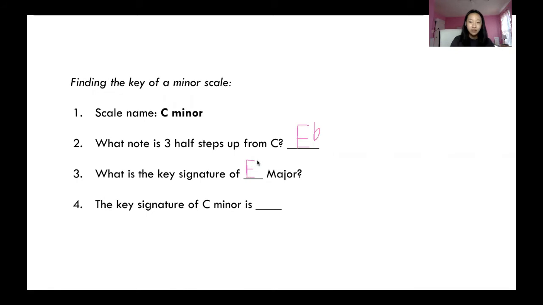Okay, so E flat is 3 half steps up from C, and then we're just going to find the key signature of E flat major. And to do this, let's write out our order of flats: B, E, A, D, G, C, F. And then remember, the key of a flat key signature is just the second last flat. So if E flat is the second last flat, that means the last flat is A. So that means the key signature of C minor is 3 flats: B flat, E flat, and A flat.